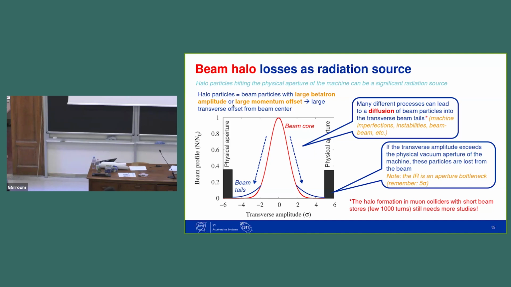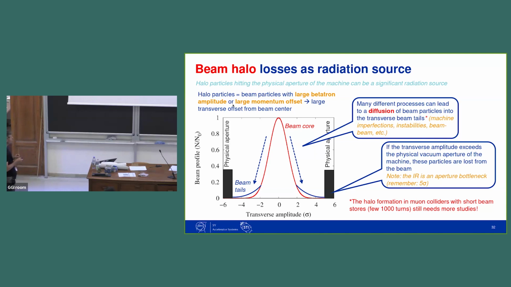These are also particles which have a momentum offset, so off-momentum particles, and this can also lead to a large physical oscillation of the beam particles. So as I said, many different processes can lead to the formation of a beam halo. Beam halo formation is a very complex subject. Even in the LHC, after more than 15 years of operation, we cannot say with certainty how the halo is formed. There are a lot of studies to understand the halo properties, but there are different mechanisms contributing. The mechanisms here will probably be different than in a harder machine like the LHC.